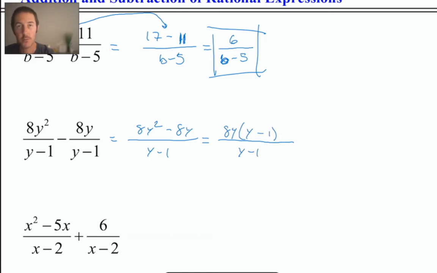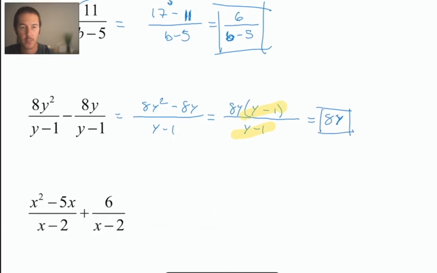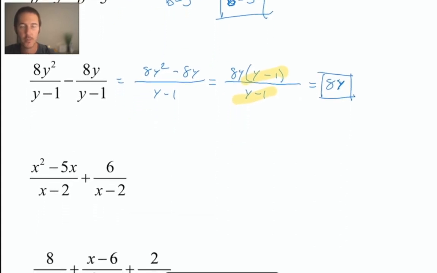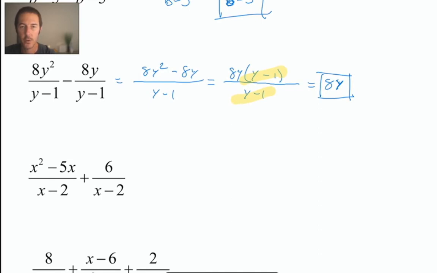Now you're seeing why it's important I took the time to do some factoring in the numerator, because you can indeed cancel out this y minus 1 with this y minus 1, giving you a final answer of 8y. So you always want to simplify your answers as much as possible. It doesn't necessarily immediately look like you'll be able to do any simplifying or canceling out, so take it slow and try to keep an eye out for it every once in a while.